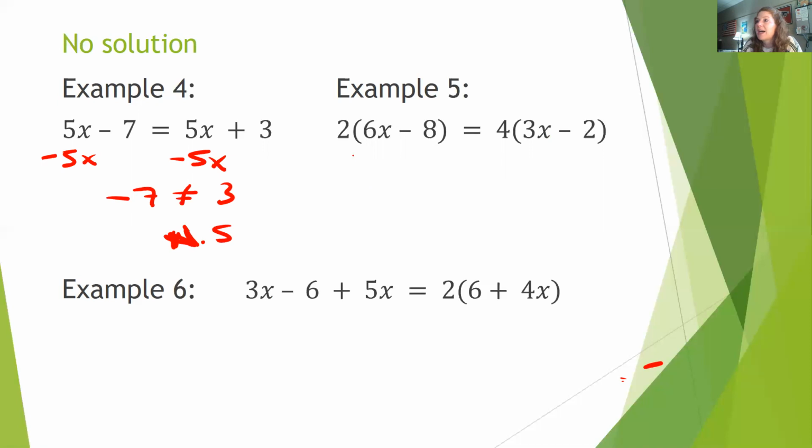All right, example 5, I'm going to use the distributive property. So 2 times 6x is 12x. 2 times negative 8 is minus 16. 4 times 3x is 12x.